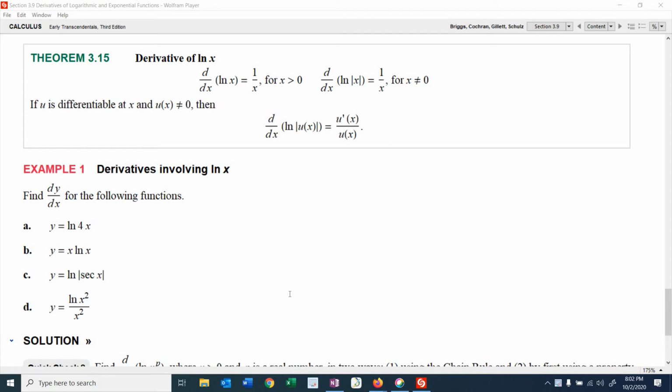Hello again. In this video, I'm going to work out some examples where we use Theorem 3.15. Remember, Theorem 3.15 says that the derivative of ln of x is 1 over x. The derivative of the natural log of the absolute value of x is also 1 over x. And then it also says that the derivative of ln of the absolute value of u of x is equal to u prime of x divided by u of x.